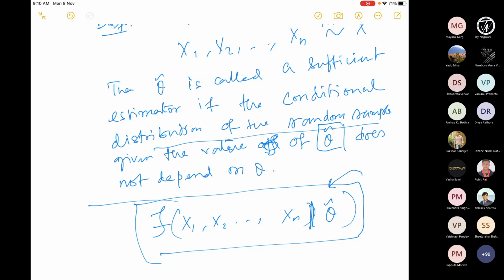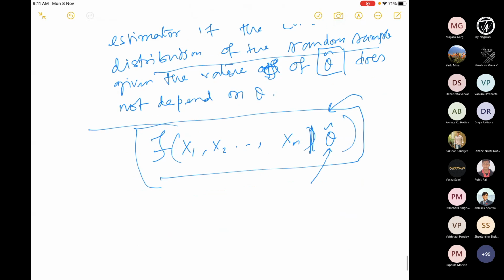Okay. Now, there is a problem. The problem is that I do not know the density of my x, and I just have a guess. Second thing is, this could be any function of x1, x2, xn, and I do not know the PDF of this estimator.